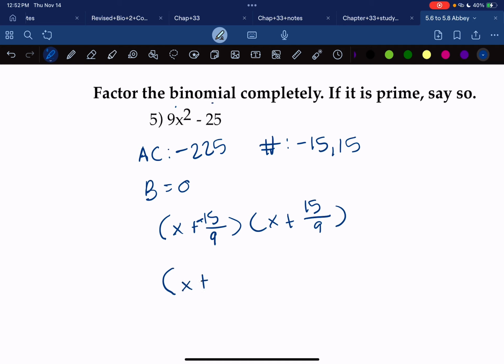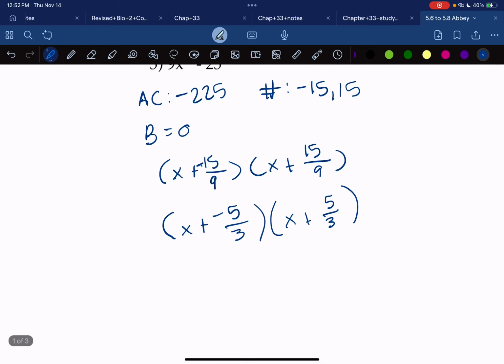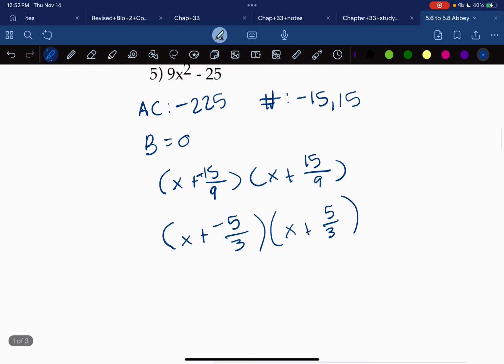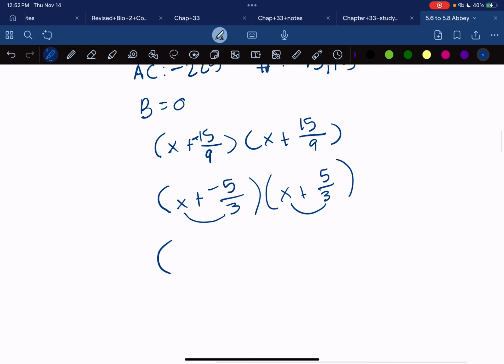These 15 cannot go into 9, but it can be simplified by dividing both numbers by 3. 15 divided by 3 is 5. 9 divided by 3 is 3. Same thing goes for the other side. And now we are going to bring the denominator to the other side because we don't like denominators. 3x minus 5, 3x plus 5. That's the answer.